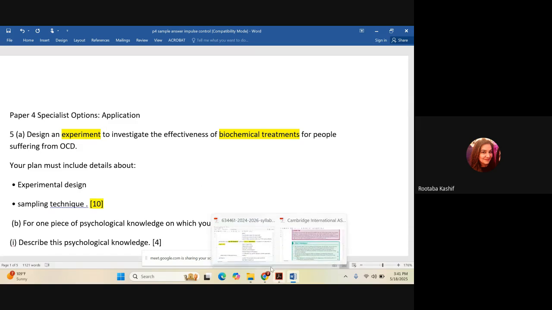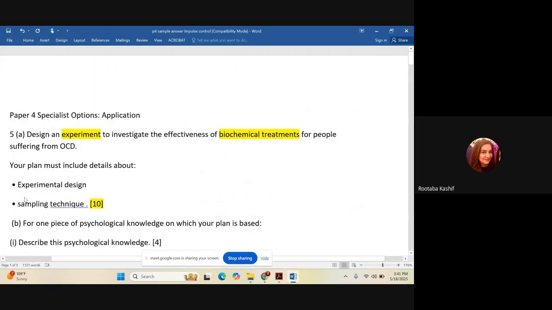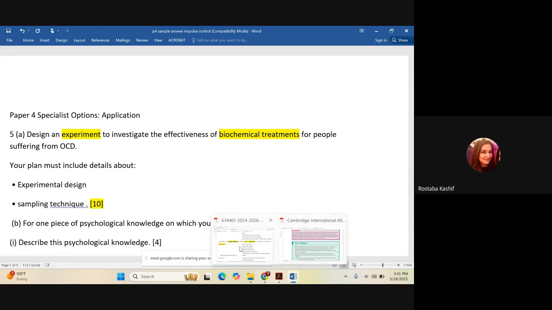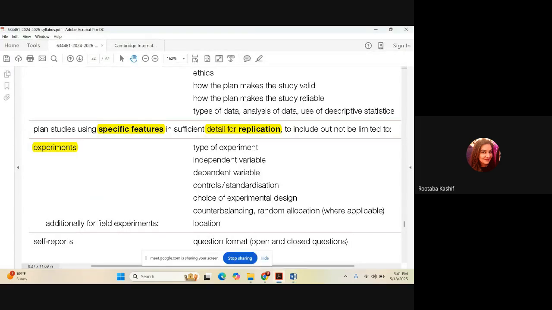Let's look at the other thing, that experimental design and sampling technique had to be mentioned, which were mentioned actually. But let's see if these things have been mentioned. So type of experiment was mentioned, which was field experiment. Independent variable was not clearly mentioned, but yes, the experimental group where SSRI would be present is the independent variable, but it should be mentioned using psychological terminology.